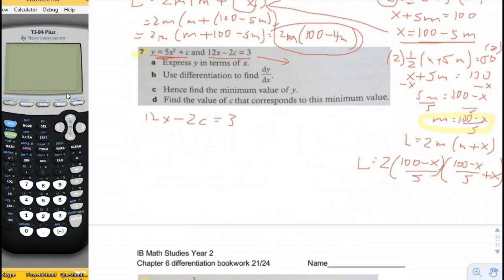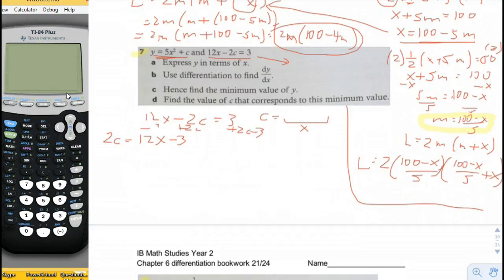What we want to end up with is c equals something with x in it. To do that, we put 2c on one side, and on the other side we'll have 12x minus 3. The way we do that is we add 2c to both sides, subtract 3 from both sides, and then we end up with 2c equals 12x minus 3.